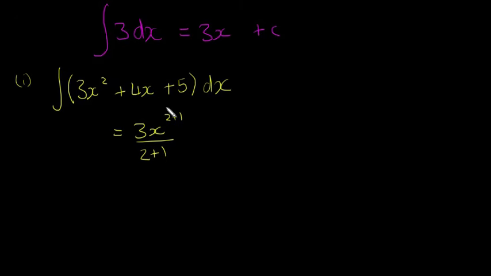And then if we integrate the next bit, this is just going to be plus 4, and x is just x to the power of 1. So it's going to be x to the power of 1 plus 1 over 1 plus 1. And then the last one, 5, like we saw in this little example here, is just going to go to 5x. And then at the end, we can't forget our plus c.